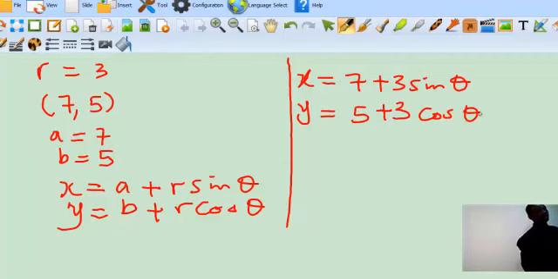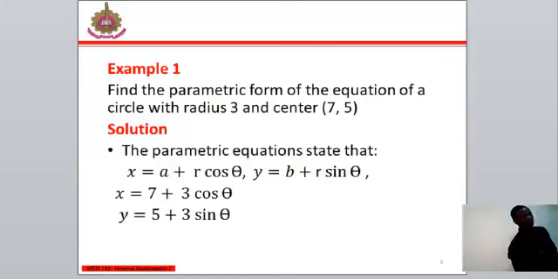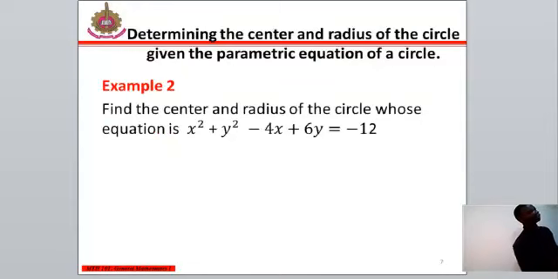So you have obtained your parametric equations. Now let's go back to the slide to solve other examples. So that was how we obtained our parametric equation. What about a situation where you are asked to determine the center and radius of a circle given a parametric equation of the circle?